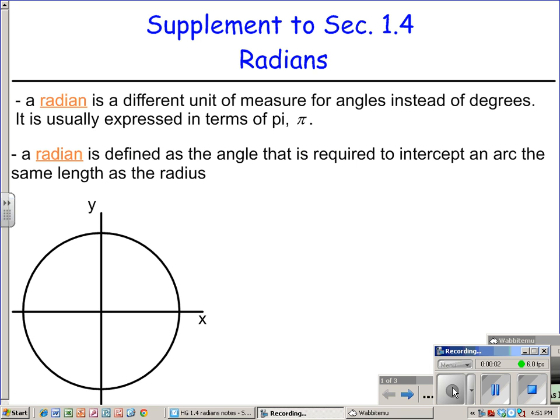Hello everybody. This is not really from the textbook. Like it says, this is a supplement. This is in section 1.4, where we talked about some angles and different types of angles. We measure angles normally with degrees, just a measure of how big or how small an angle is.